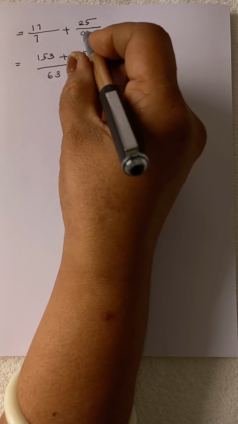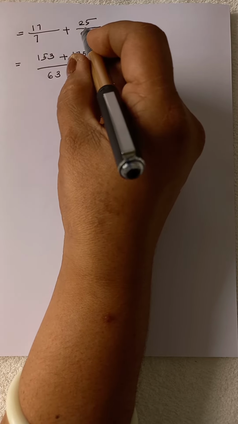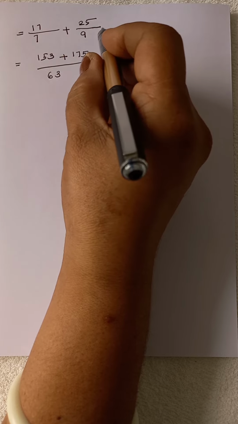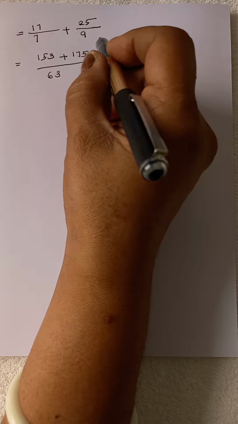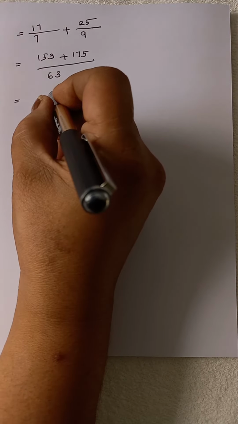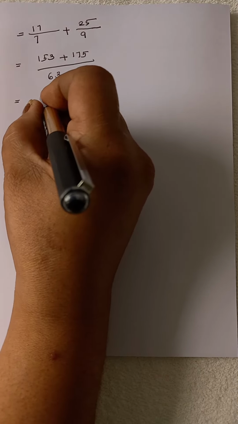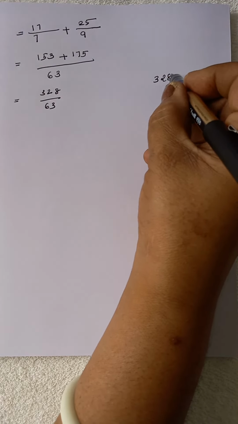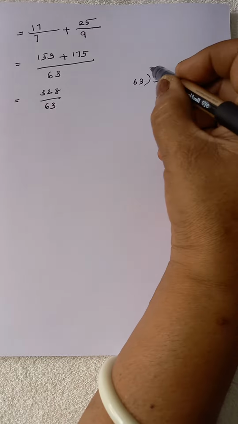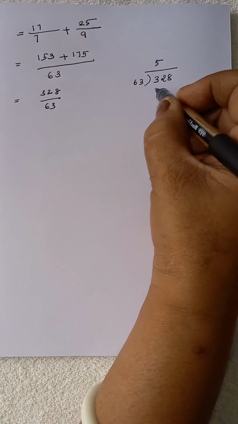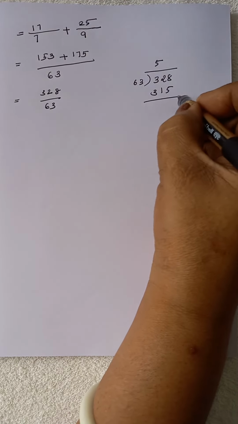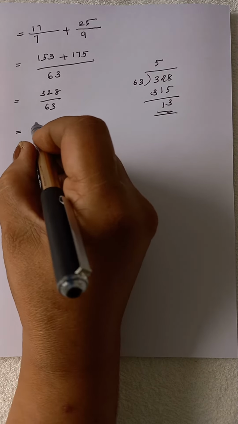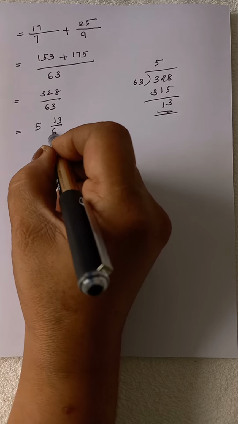Like this you have to take 25 into 4 is 100, 25 into 5 is 125, 25 into 6 is 150, then 25 into 7 is 175. Now this is equal to 328 by 63. Now let us divide 328 by 63. 5 times 315. So 3, 1, 13. So the answer is 5 and 13 by 63.